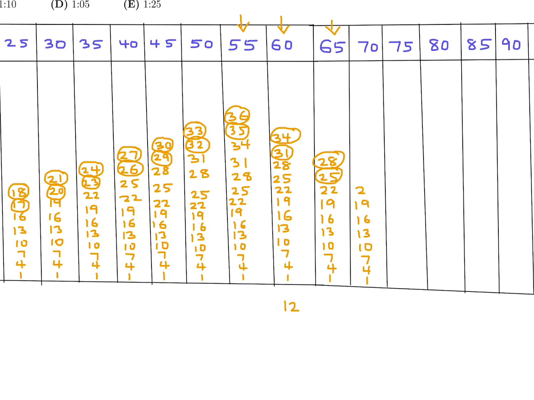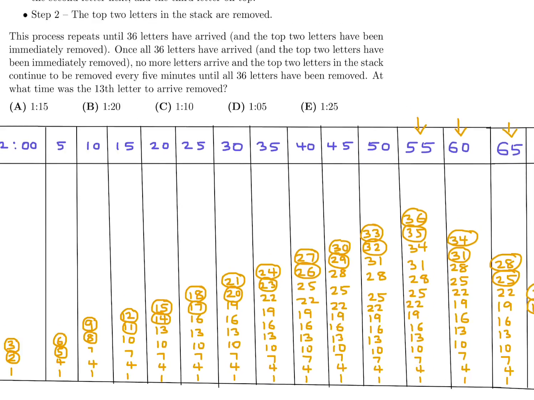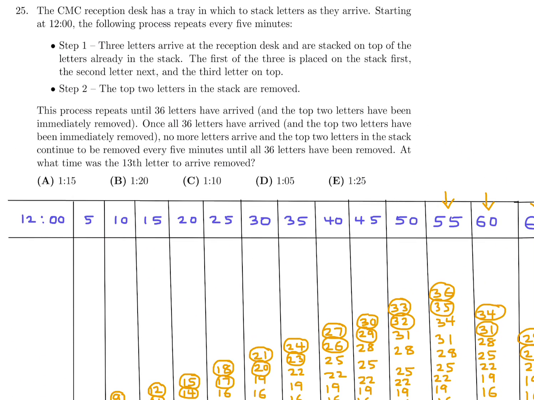Then at 70 minutes, you remove the next 2, which would be the 22nd and the 19th. So you're left with these. And then at the 75th minute, you remove the 16th and the 13th letter. And that is what they're asking. At what time was the 13th letter removed? It was removed at 75 minutes from the start, which was 12. 75 minutes from 12 is 1:15. So therefore, number 25, the answer is 8.